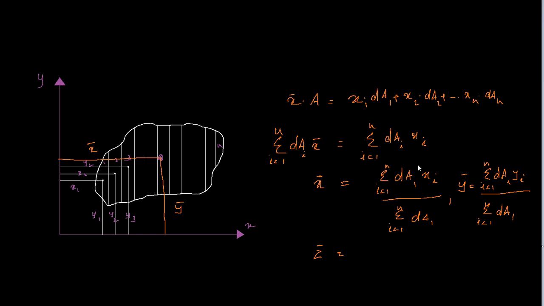And again, if you are finding the centroid of a volume, this will change to dV for volume, and again this will change to dV.